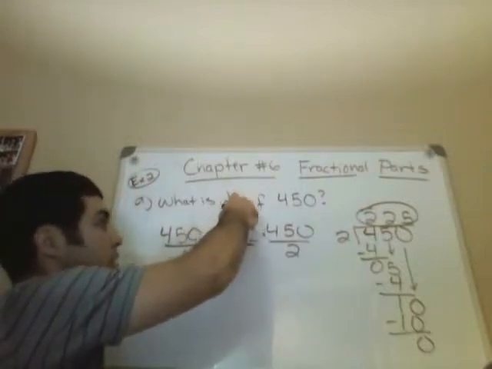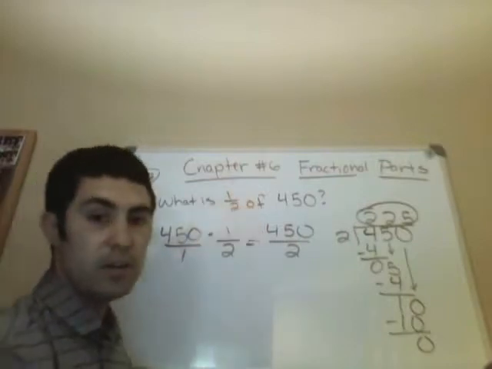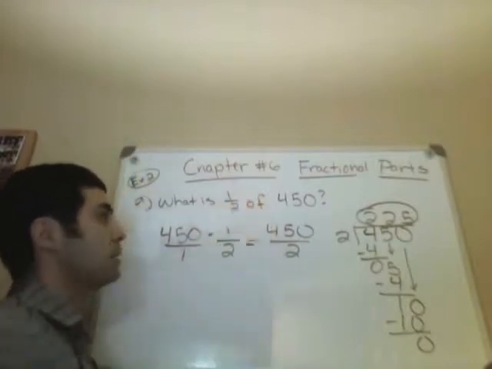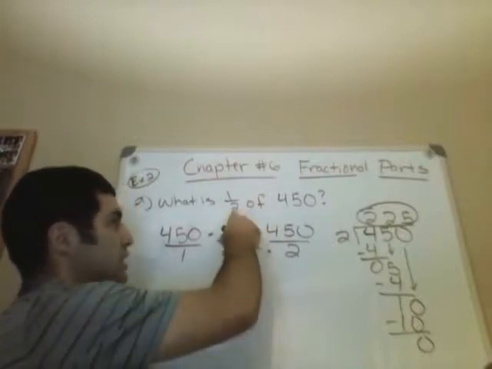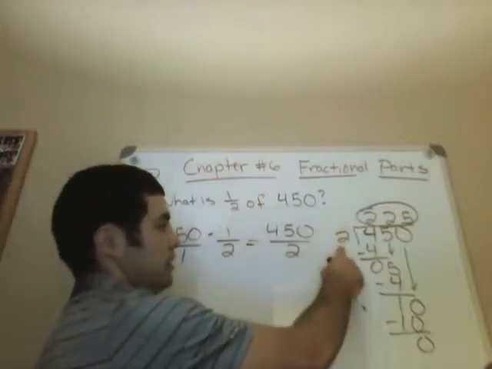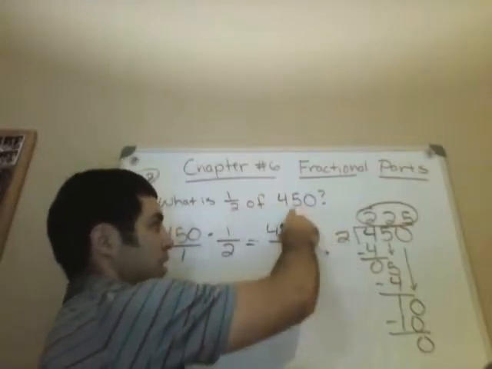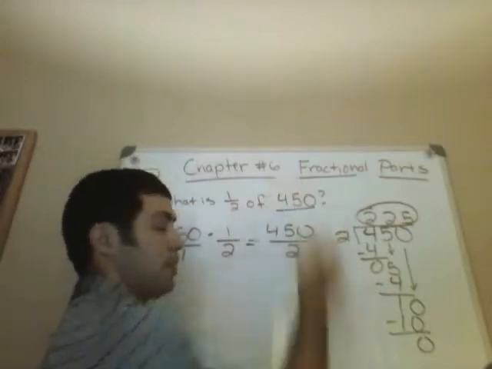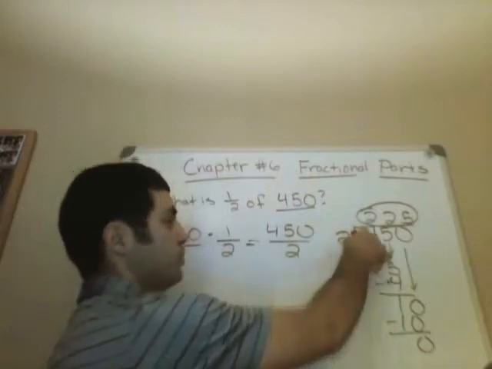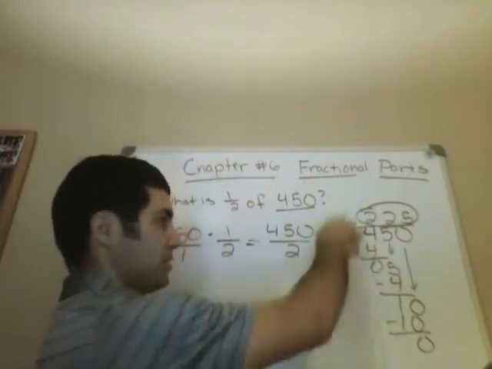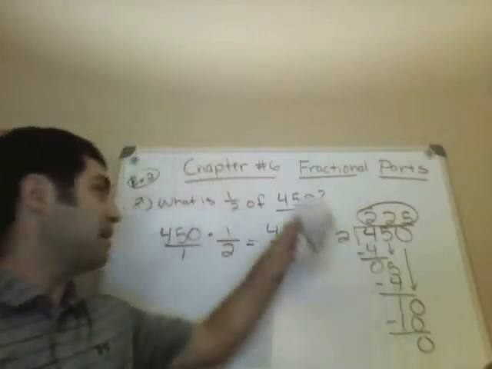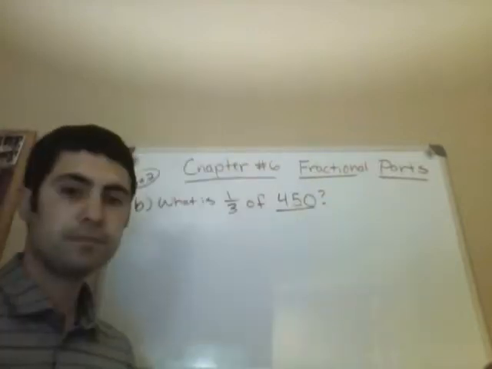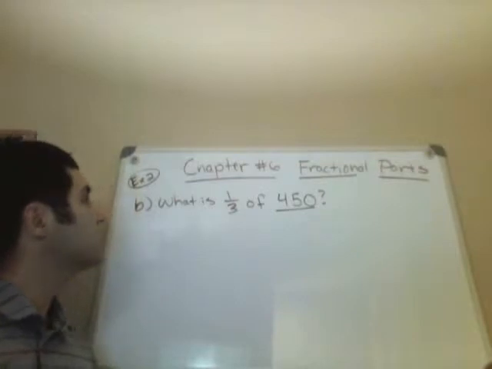Okay, so basically, a quick way to remember this is if you have a 1 in the numerator and a 2 in the denominator, 1 on top and 2 on bottom, then you can just take the denominator and put it as a divisor, and you take the whole, whatever number is representing the whole, and put that as the dividend. Divide out, you'll get your answer. 225 is exactly half of 450.